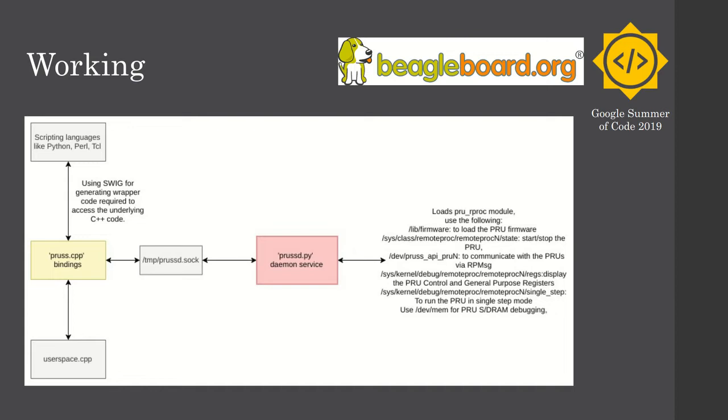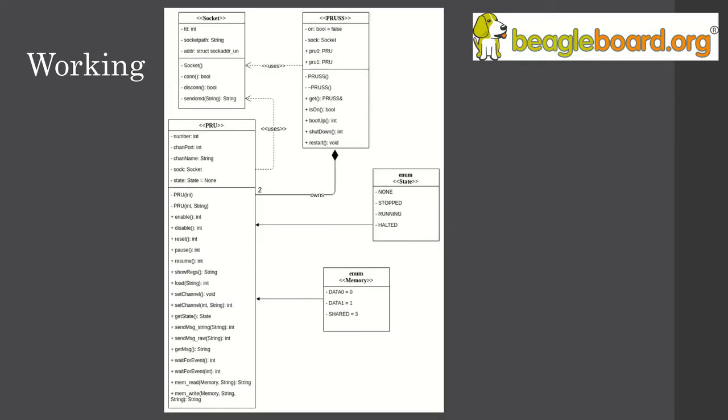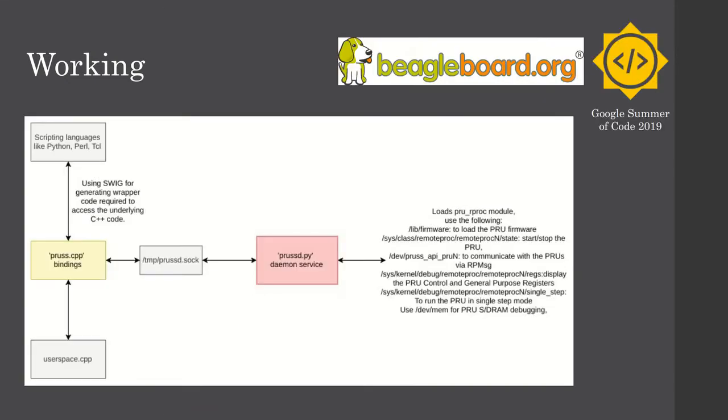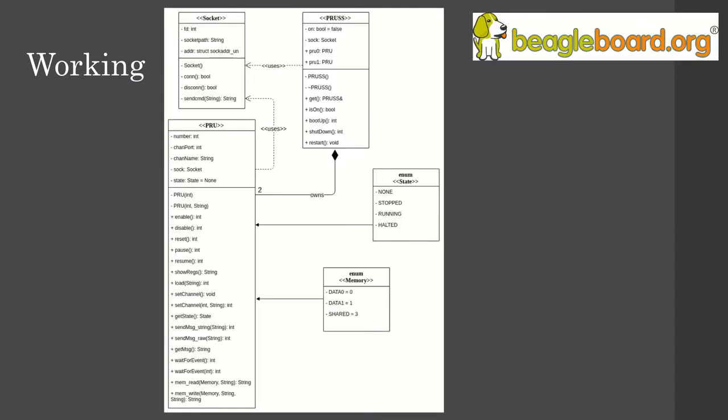The C++ bindings are required to encapsulate the PRU and the PRU subsystem. It establishes a socket connection to send PRU requests to the daemon. Furthermore, if scripting languages are to be used, we can use the C++ bindings to generate wrapper code using SWIG. SWIG stands for Simplified Wrapper and Interface Generator. The interface files required for using SWIG are provided in the GitHub repository. This is a high-level API specification of the C++ bindings.